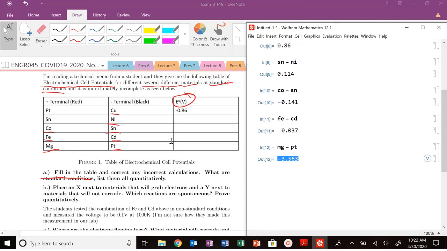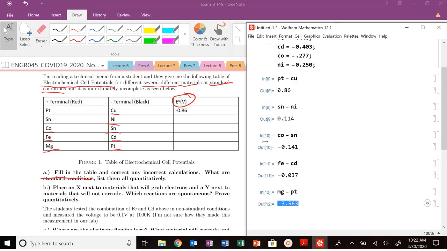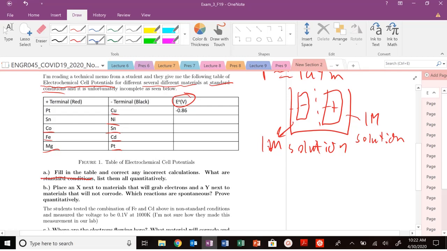So now it's asking us, place an X next to materials that will grab electrons. The materials that will grab electrons are our more electronegative materials. So those are the ones that aren't going to corrode. So for this first one, let me change color. So materials that will not corrode, it's going to be here.